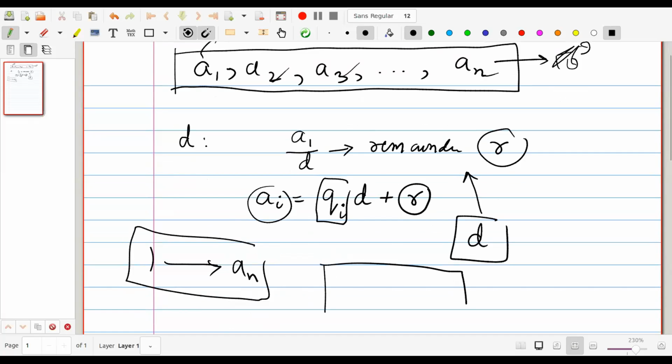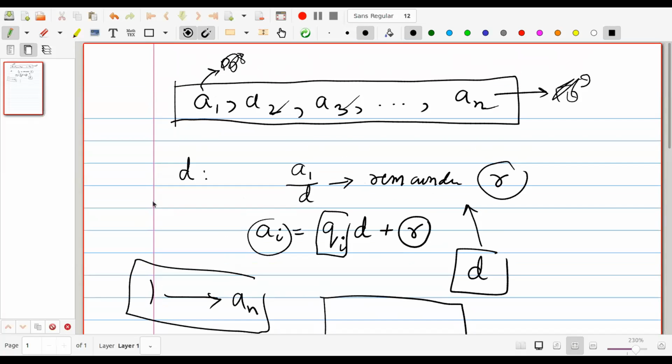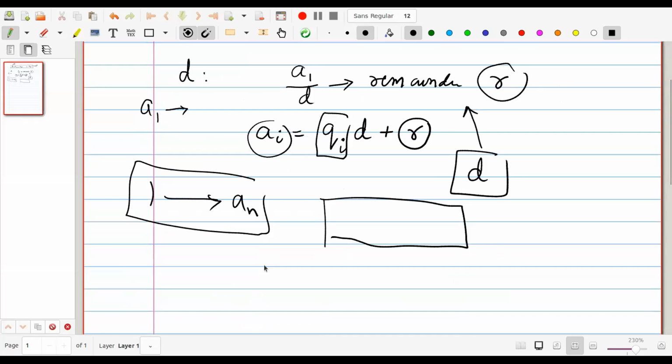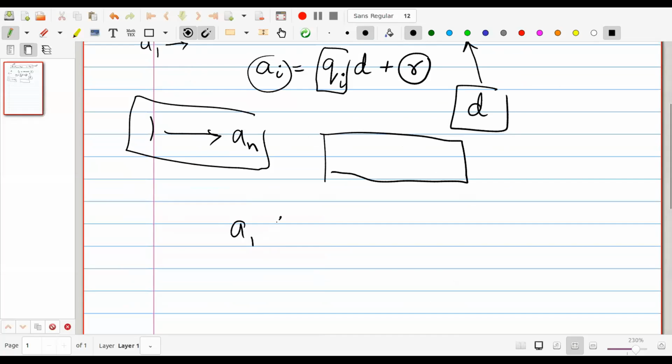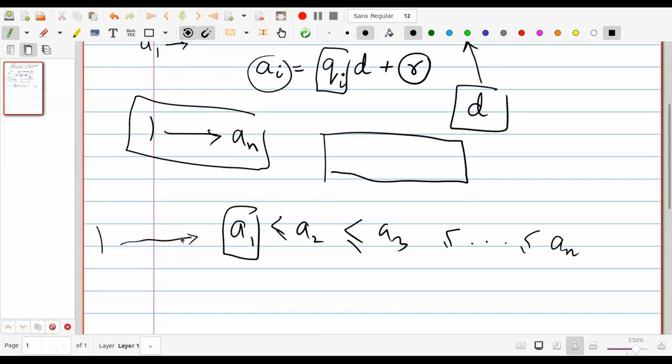Suppose ai, as I told, is bigger than a of 1. Suppose a of 1 is the minimum number, and I've provided the numbers to you in sorted order, for example. So without loss of generality, I can write a1 is less than or equal to a2 is less than or equal to a3 up to an. Okay, this is clear. So now what you are telling is that you will move from a of 1 to 1, and keep on checking these n numbers.